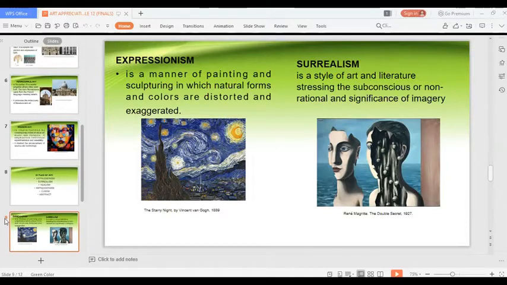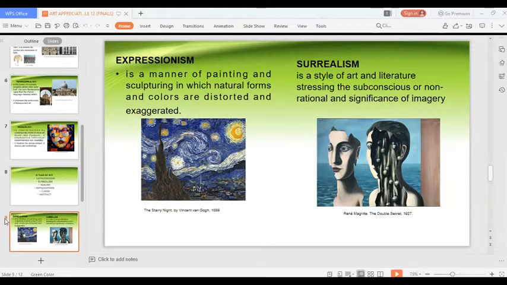And they believe that the rejection of those rational thoughts would lead us to superior ideas and expressions. So some features of this style of art were dreamlike scenes, fantasies, hallucinations, other symbolic images, and distorted figures, just like in our example. That's surrealism.